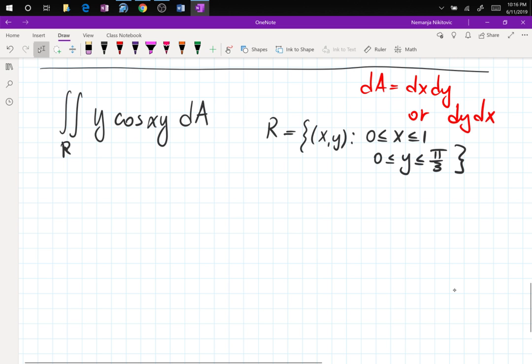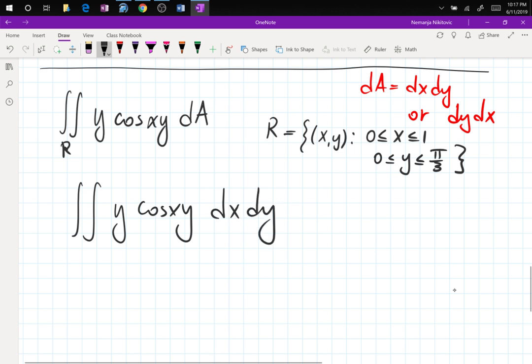X first. If I integrate y first, like we did in the previous two examples, I would have to deal with, well, what's the product rule called for integration? Integration by parts, yes. So product rule in integrals is called integration by parts. So if I do dy dx, I have to do integration by parts. But if I do dx dy, I don't have to worry about integration by parts. So y cosine xy dx dy. So our integral is y, so 0 and pi over 3 on the outside, and 0 and 1 on the inside.